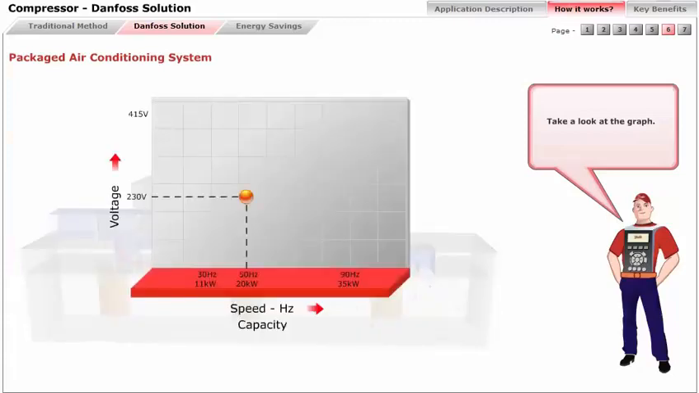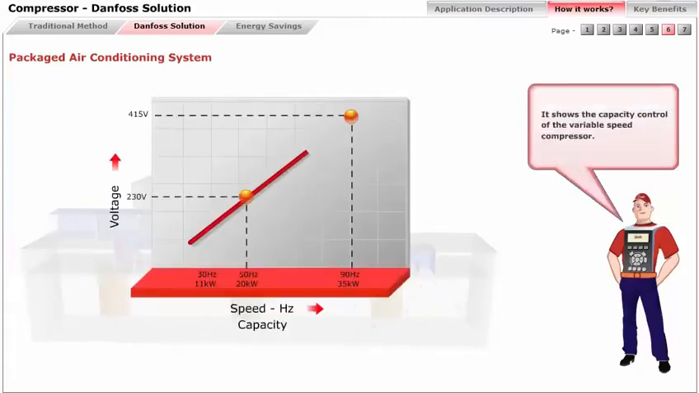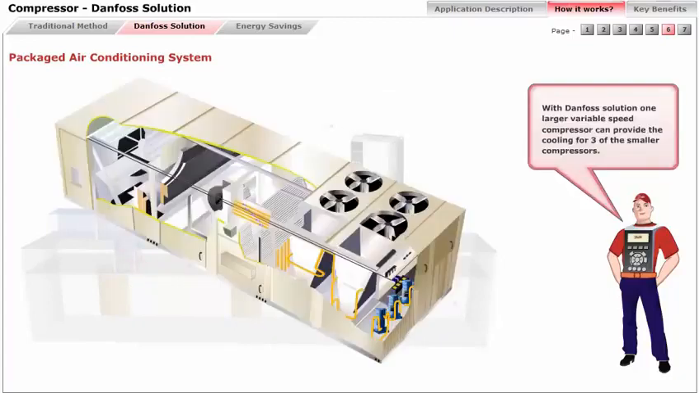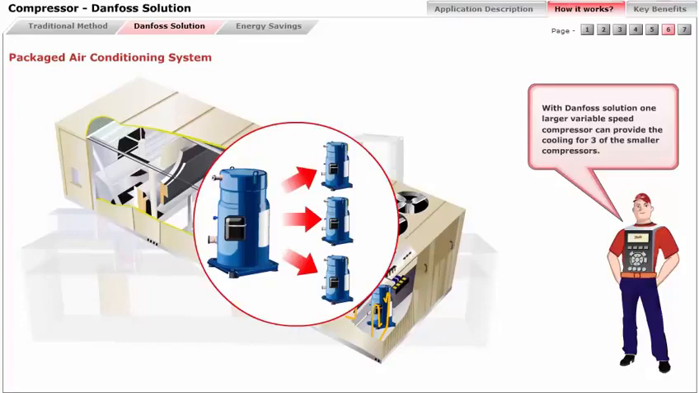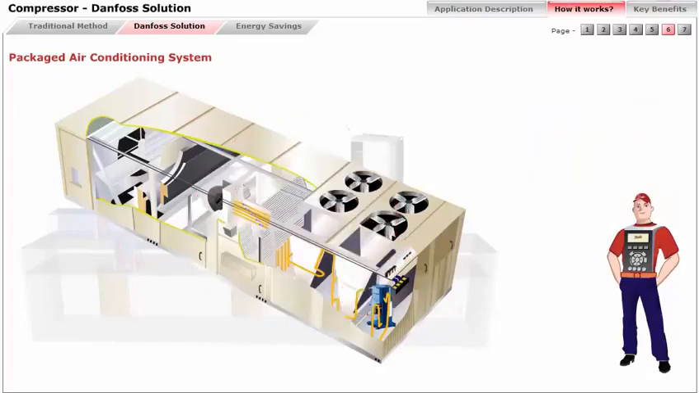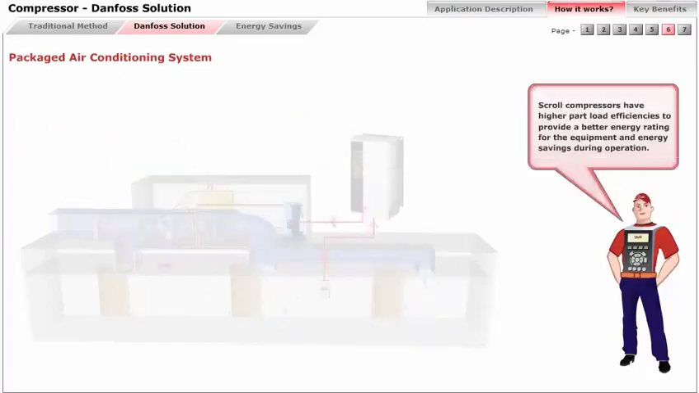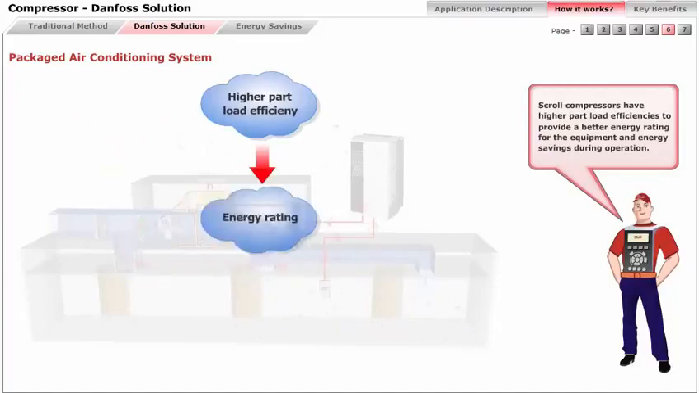Take a look at the graph. It shows the capacity control of the variable speed compressor. With the Danfoss solution, one larger variable speed compressor can provide the cooling for 3 of the smaller compressors. Scroll compressors have higher part load efficiencies to provide a better energy rating for the equipment and energy savings during operation.